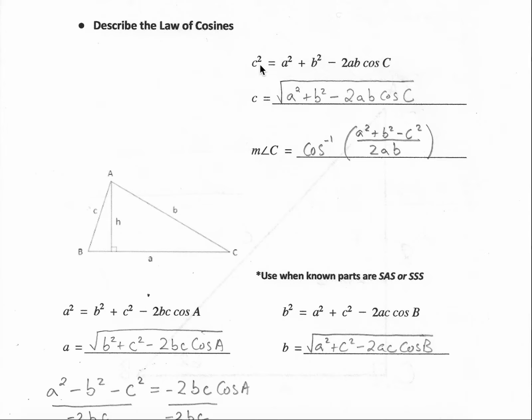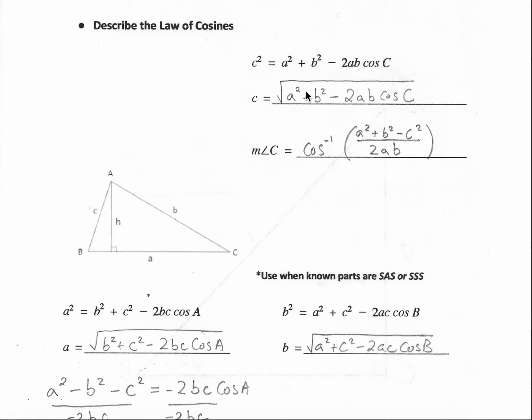Here is the most generic form of the law of cosines, typically what you're given. It's solving for side C. However, notice that it's not even set up for that quite yet. In order to solve for C, we would have to square root both sides. So that version of the equation is probably more helpful.